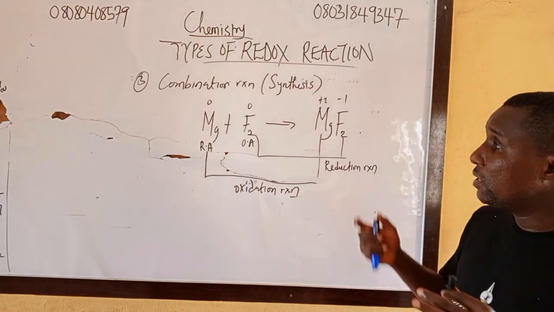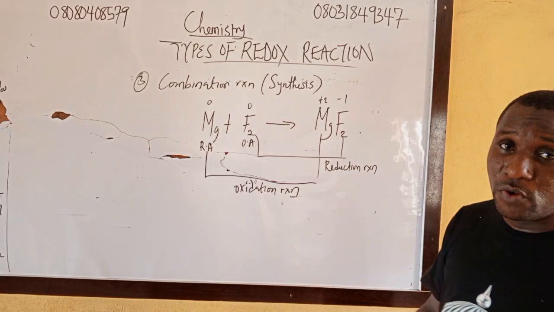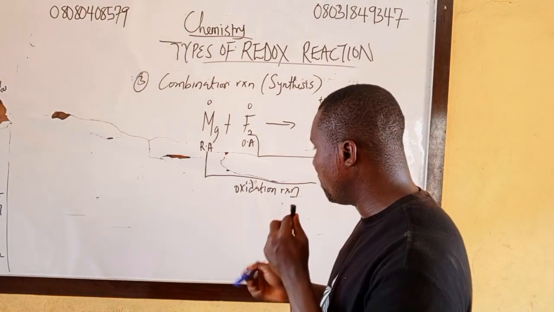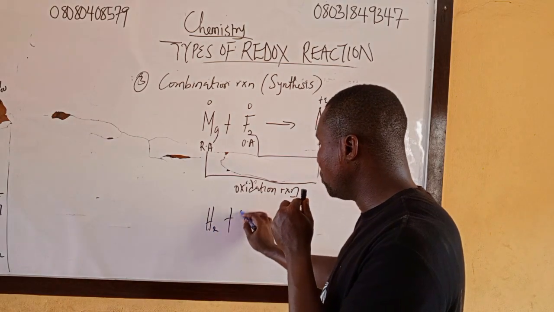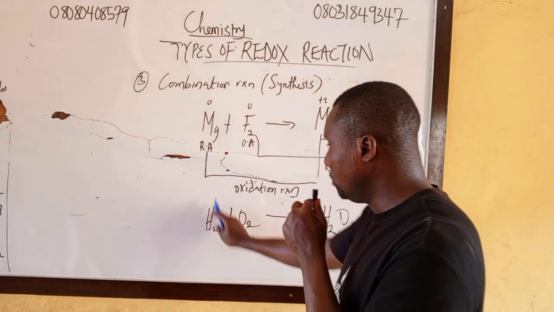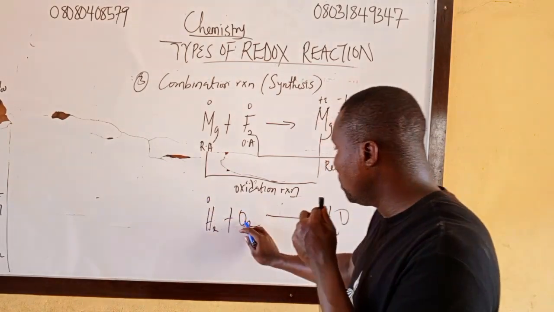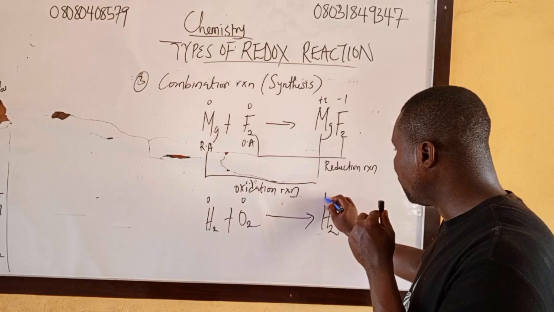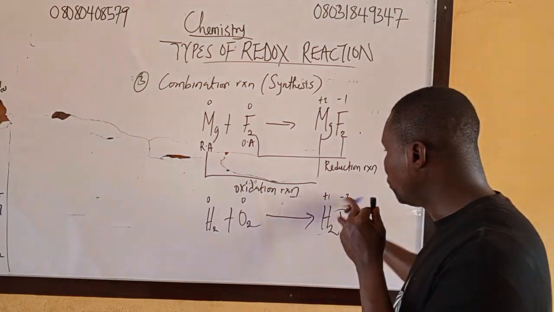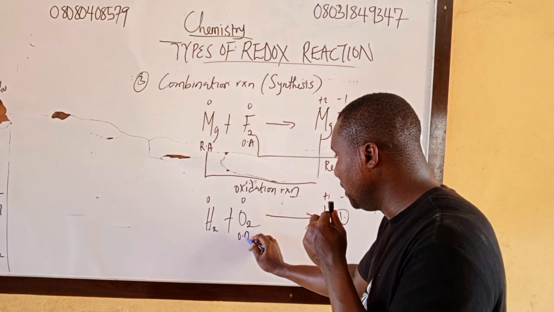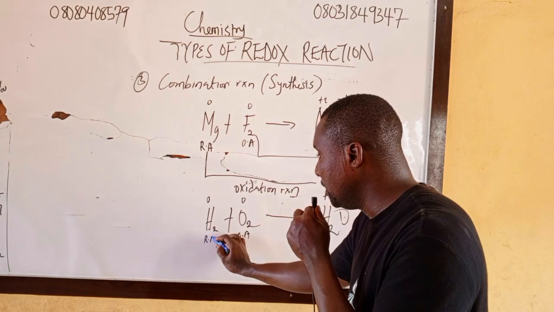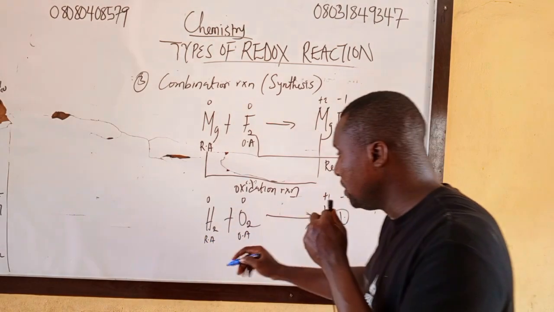Synthesis of two elements, that is combination reaction, is an example of what? Redox reaction. I can give another one where you have hydrogen gas plus oxygen gas to give you H2O. The oxidation number of hydrogen is 0, oxygen 0. Hydrogen here is +1, oxygen is -2. Oxygen from 0 to -2, it has reduced. Now it's the oxidizing agent. Hydrogen from 0 to +1, it has increased in oxidation number, reducing agent.